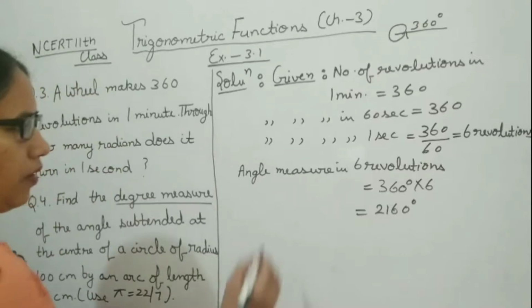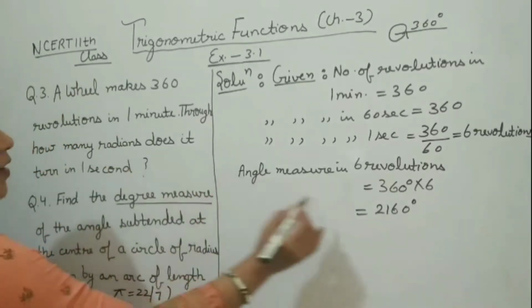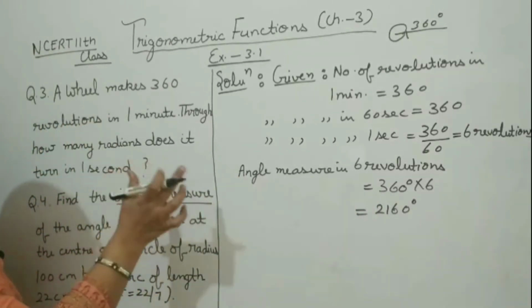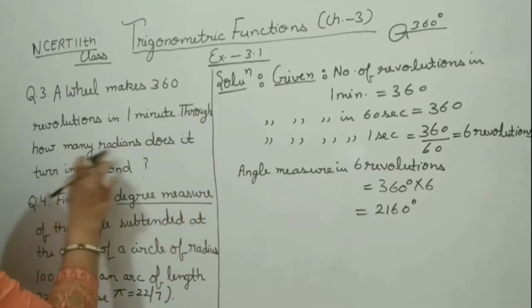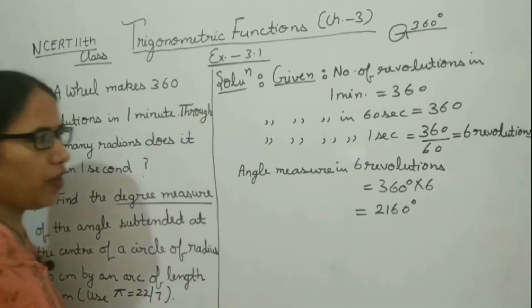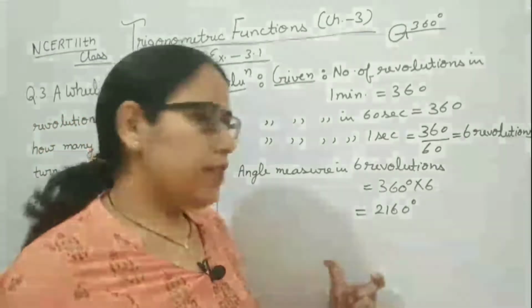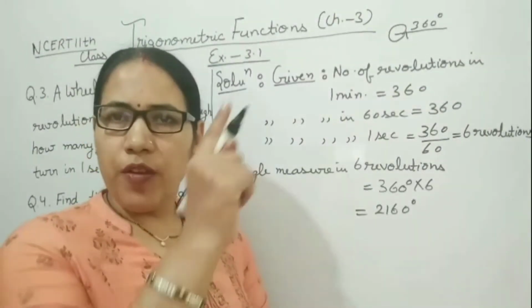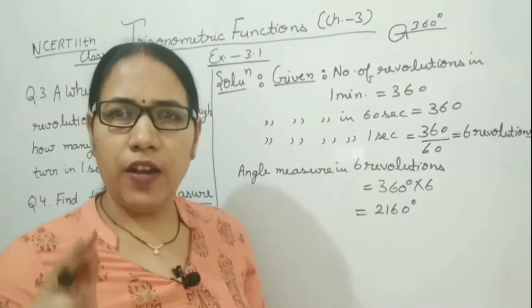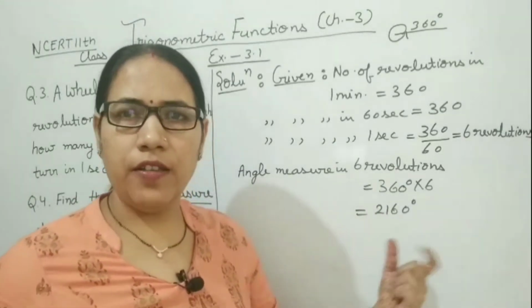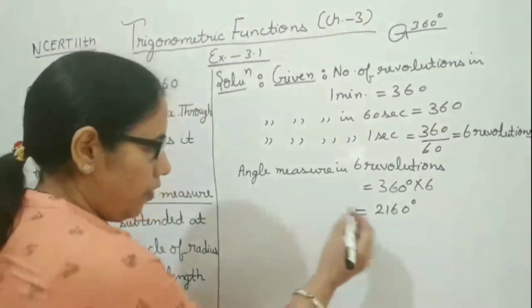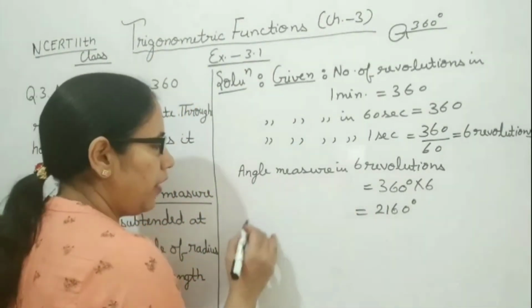Clear? Now we have to convert degree measure into radians, because in the question we have to find out through how many radians it turns in 1 second. So convert it into radians. And remember, in the previous lecture we did questions number 1 and 2 based on converting angle measure from degrees into radians and radians into degrees. So now converting it into radians.